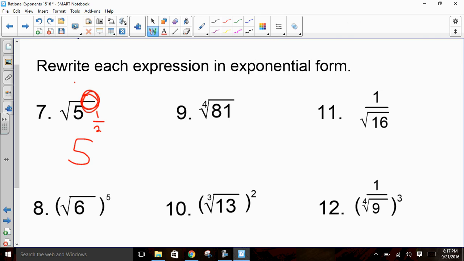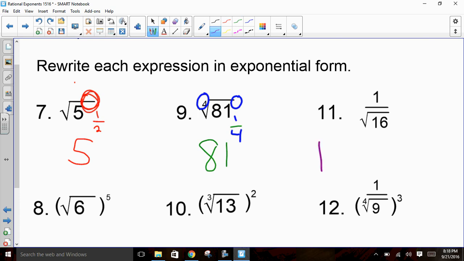Alright, on number 9, we are taking the 4th root of 81. So step number 1 is I write that 81 down. 81 is going to some power. The 4 is going to be my denominator. There's that invisible 1, so it's going to be 81 to the 1/4 power.